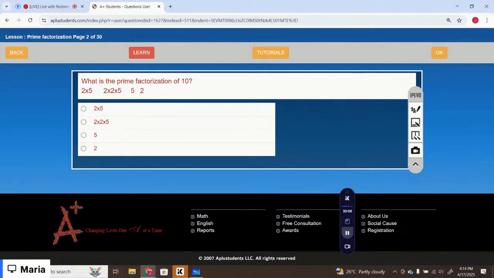What is the prime factorization of 10? So let's just divide 10 by the smallest prime number.